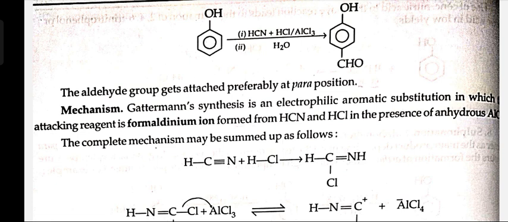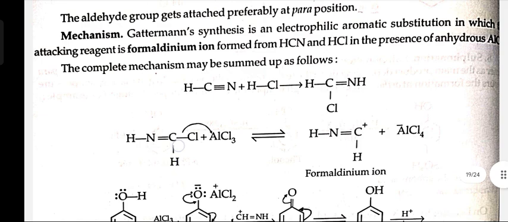Mechanism. Gattermann's synthesis is an electrophilic aromatic substitution in which the attacking reagent is the formaldiminium ion, formed from hydrogen cyanide and hydrogen chloride in the presence of anhydrous AlCl3.